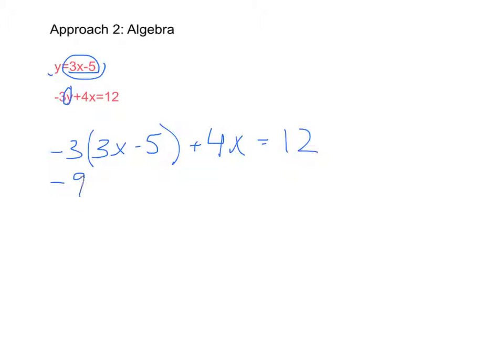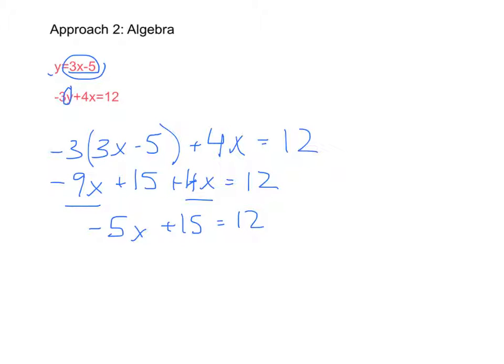So we're going to have negative 9x plus 15 plus 4x equals 12. And then we can combine like terms: negative 5x plus 15 equals 12. We can subtract 15 from both sides to get negative 5x equals negative 3. And then as we can see, x is going to equal 3 over 5. And then we can plug this back into our original equation and see what y equals.